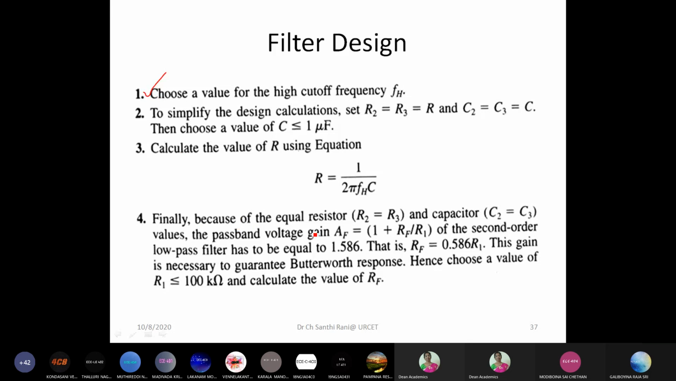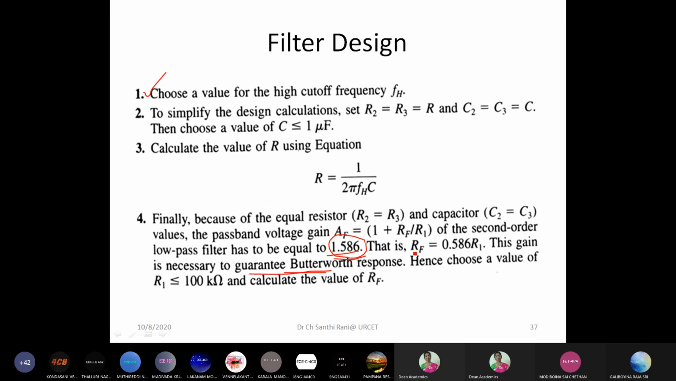Only for a second order filter, to guarantee this Butterworth response, we have to adjust this gain to 1.586. This is proved by scientists. Therefore, in order to get Butterworth response, we have to set the gain to 1.586. Therefore, AF is equal to 1 plus RF by R1 is equal to 1.586.